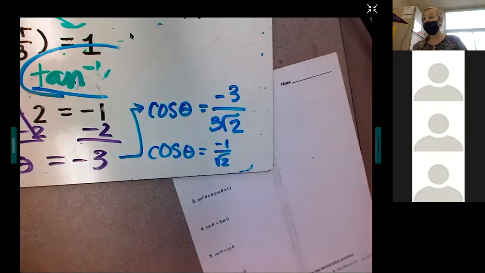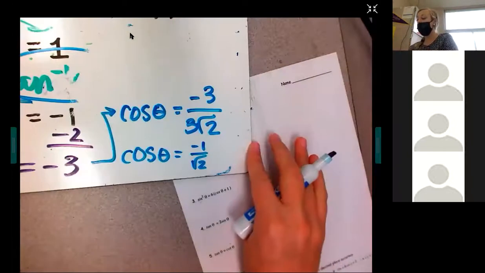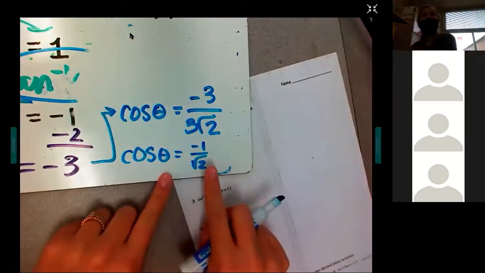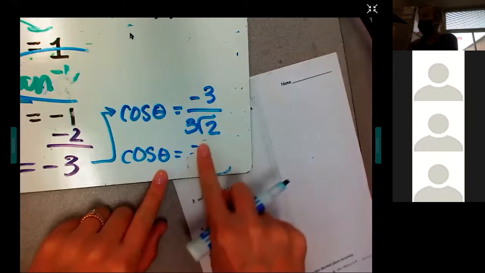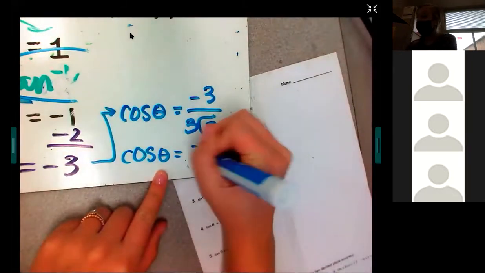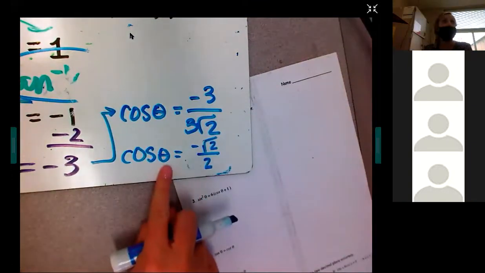Rationalize. So everybody look at this one. For number 2, what you're really looking for after you rationalize. Can you guys tell me what it would be after I rationalize? Good, Kendall. It would just be negative square root of 2 over 2. So we're looking for all the angles, not just the one, because we're doing this at the very end. I want every single angle.